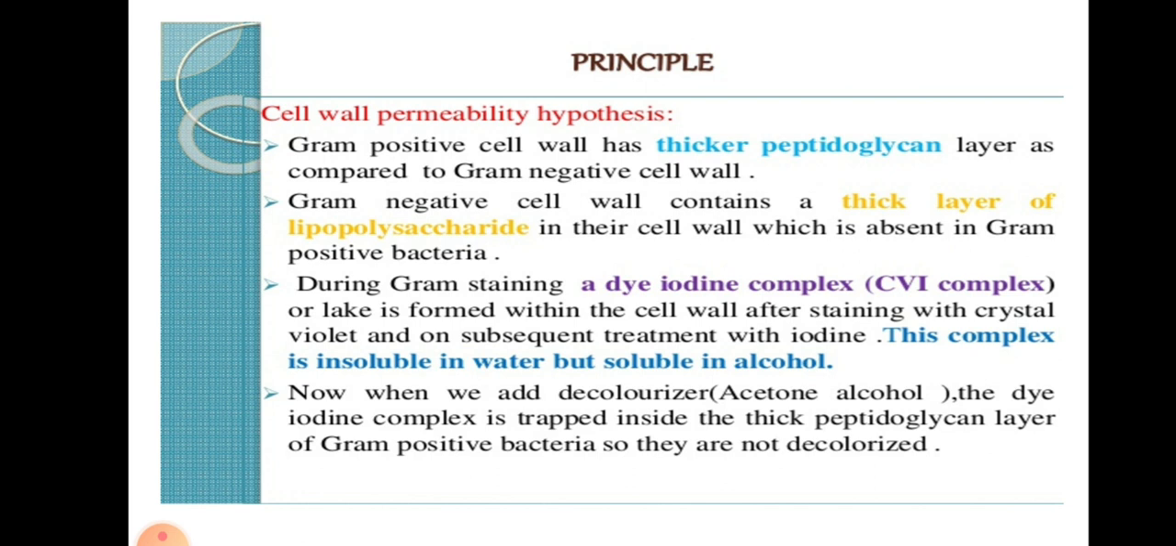Now, when we add the decolorizing agent called alcohol, the crystal violet iodine complex which is trapped inside the thick peptidoglycan layer of gram positive bacteria is not removed, and they remain colored. Whereas the gram negative cell wall, which is made up of a thick layer of lipopolysaccharide, is removed by this alcohol, hence they become colorless.